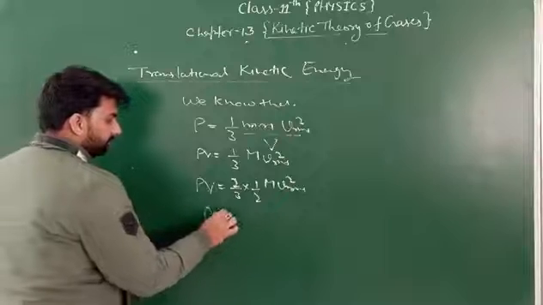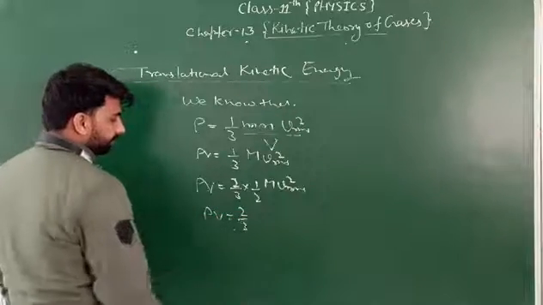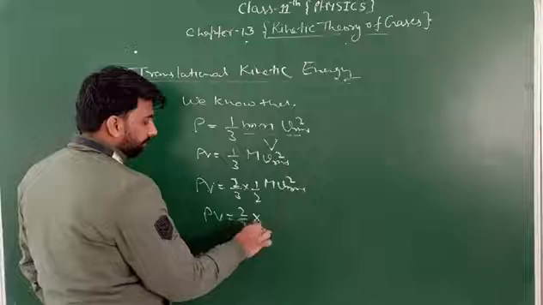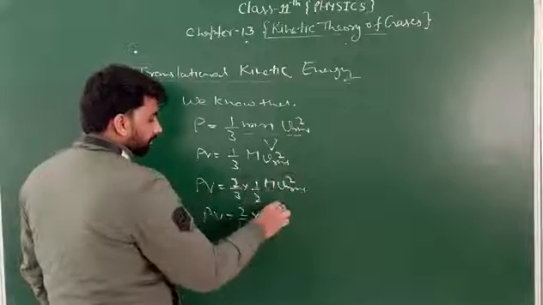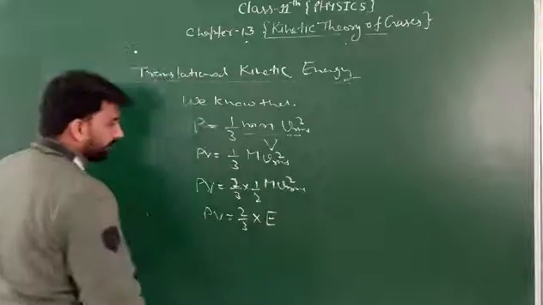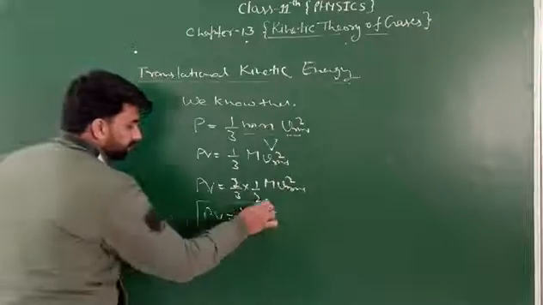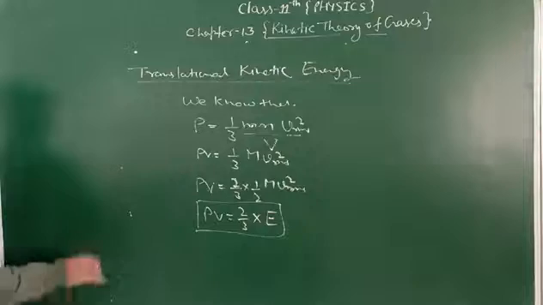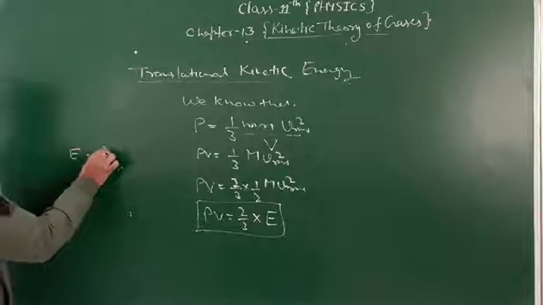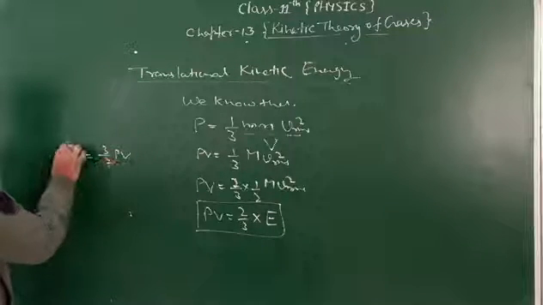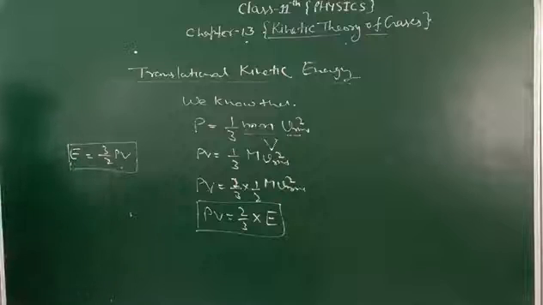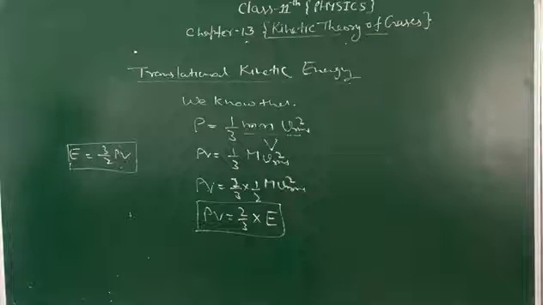So PV = 2/3 into half M Vrms square, which is the kinetic energy of the gas molecules. So this is the relation between pressure, volume and kinetic energy, and we can write E = 3/2 PV. Clear? E = 3/2 PV.